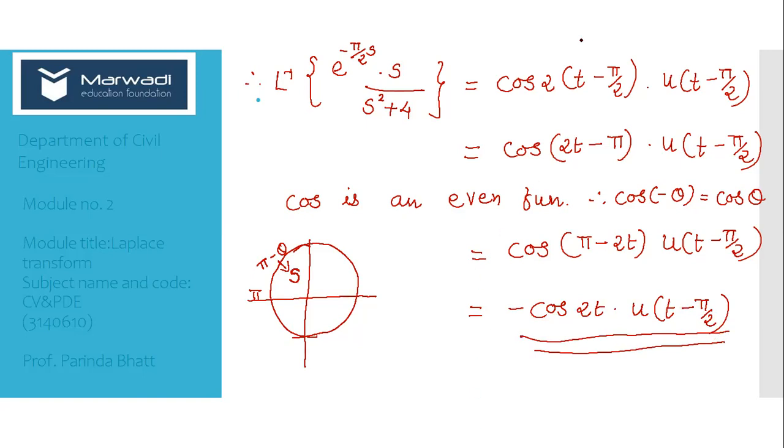Now, quickly note it down. I am repeating, this is also an answer, but here the a value is in radians, therefore 2 multiply inside, right? Then use the fundamental: cos is an even function, therefore cos of minus theta is cos theta. Then after using the quadrant knowledge, cos of pi minus theta represents the second quadrant, and in the second quadrant cos is negative. Therefore, minus cos 2t u of t minus pi by 2. That is our answer. Quickly note down all the things.